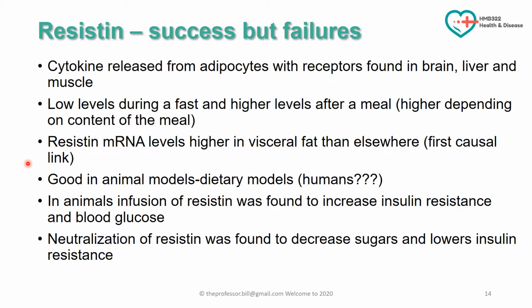If they're releasing resistin, although in humans we're not sure, in animal models it's very clear that it will cause insulin resistance and will also cause hyperglycemia. If you block resistin, you can neutralize it using either antibodies or completely dialyze it, removing it from the bloodstream. You can actually normalize insulin resistance as well as hyperglycemia.